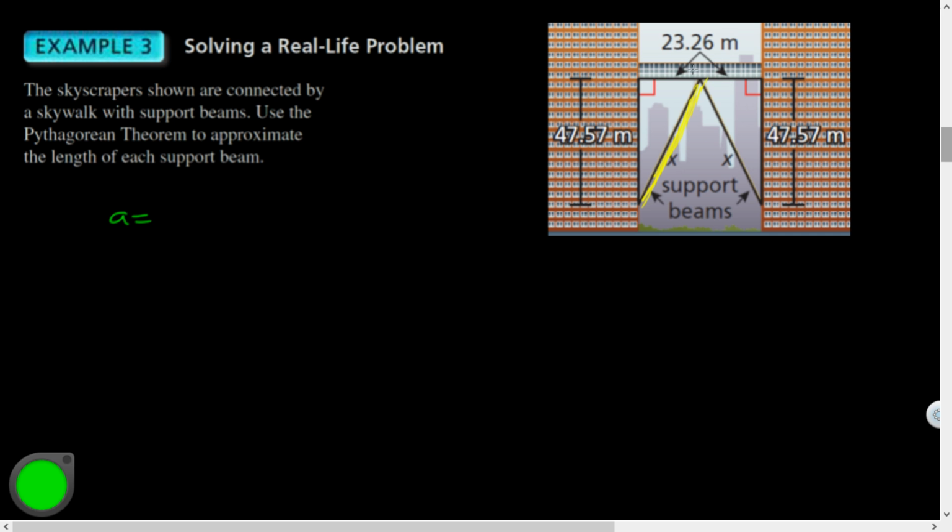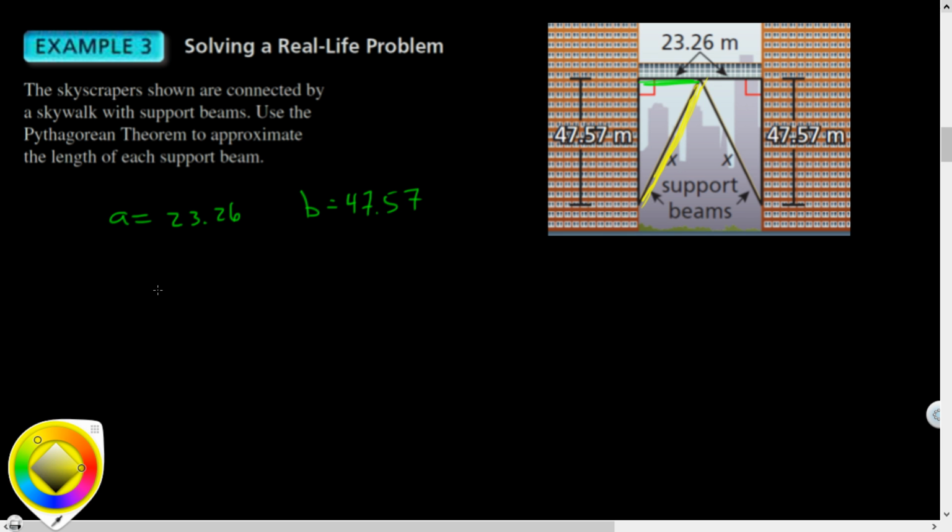Half of 23.26. Oh, wait, you might be right. I'm going to accept your rightness. I withdraw my original wrong conclusion. I thought they already gave us the full length of the sky bridge. 23.26. B is going to equal 47.57. And let's find the value of x.